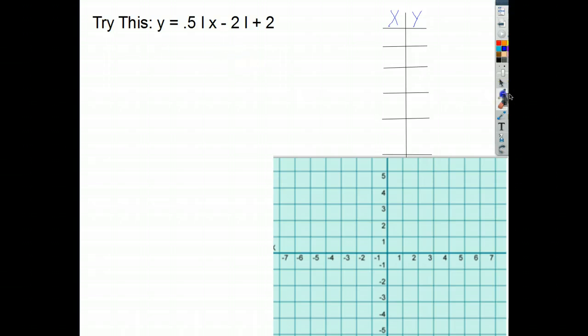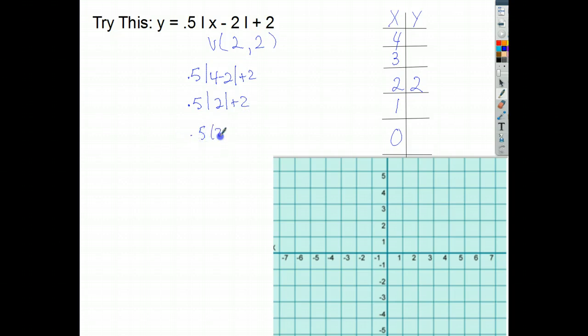All right. So first thing would be to write down what the vertex is. The vertex is the opposite of this, and whatever this is, we put that in the middle: 2, 2. Go up by 1: 3, 4. Down by 1: 0. And let's plug 4 in. So we have 0.5 times the absolute value of 4 minus 2, plus 2. 0.5 times the absolute value of 2, plus 2. 0.5 times 2 plus 2. 0.5 times 2 is 1, and 1 plus 2 is 3. So when we plug in 4, we get 3, but so is this. We don't have to plug them both in.